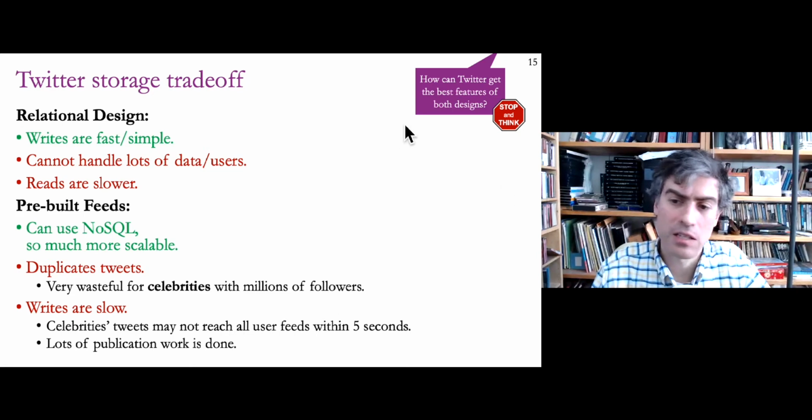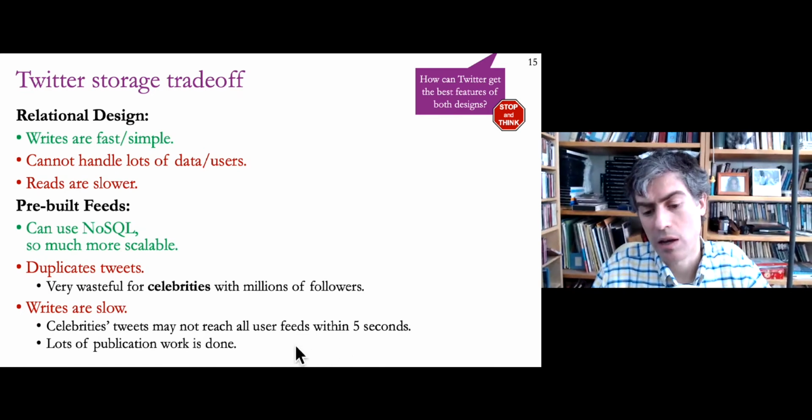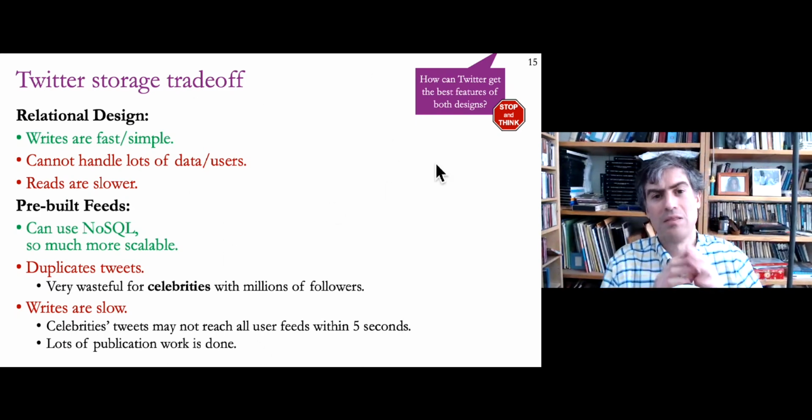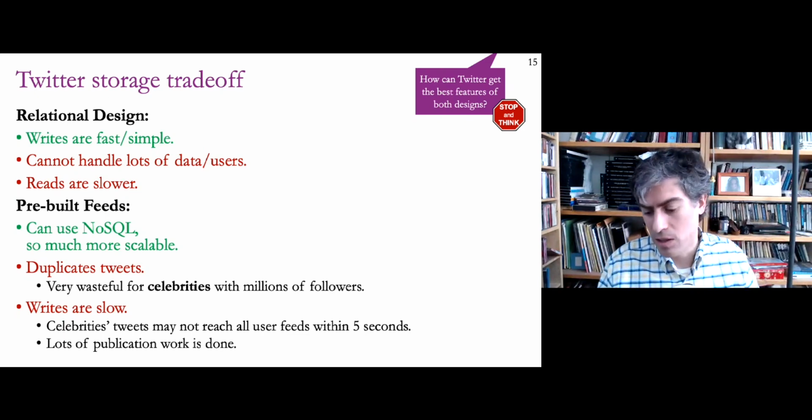So essentially what I'm asking is, how can Twitter retain the scaling benefits of pre-building feeds while allowing celebrities to get quick reactions and have their tweets go out fast? What do you think? How can you combine the best of both of these? It's a little nuanced thing that's pretty clever. Well, I hope you paused and thought about that.